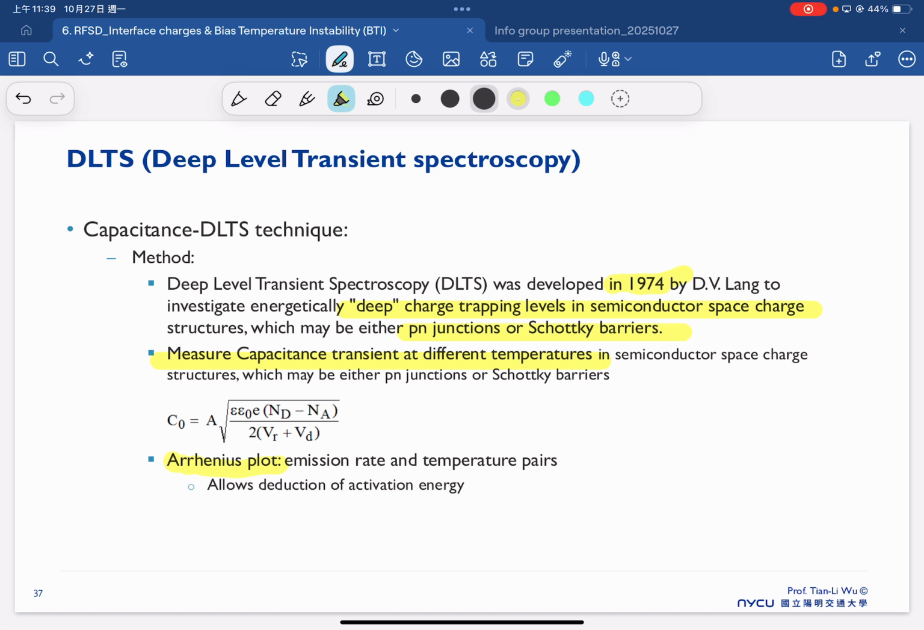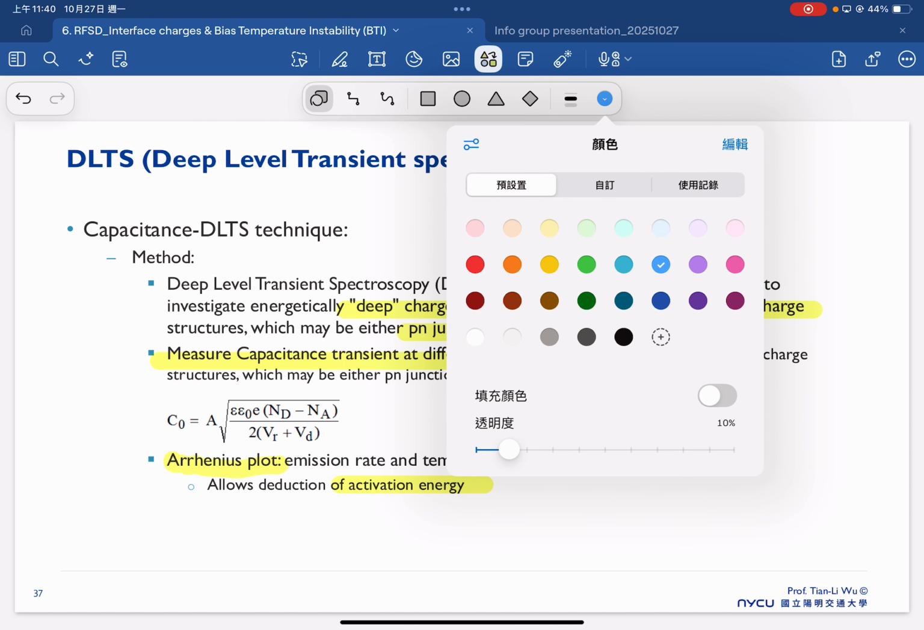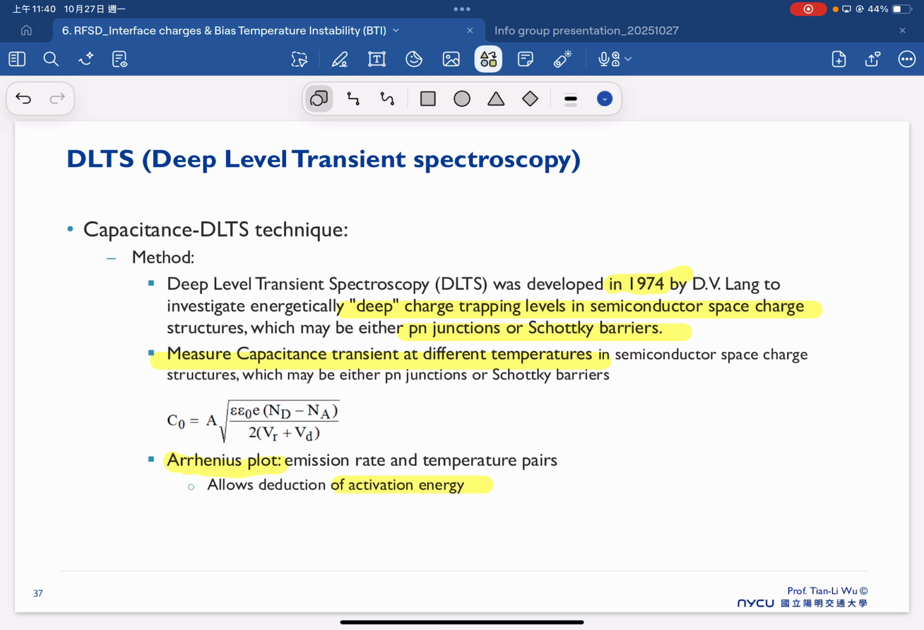The reason why we talked about the Arrhenius plot in the beginning is that you will see it on many occasions, because in the end we need this plot to calculate the activation energy. And the fundamental idea is very simple. We just need a structure that has a space charge region, which is, for example, the p-n junction.